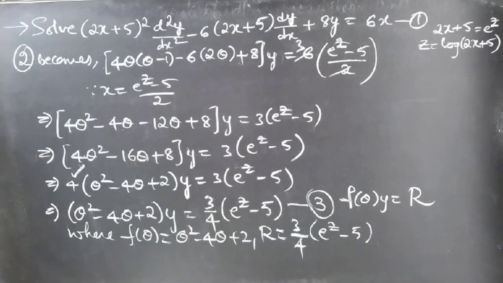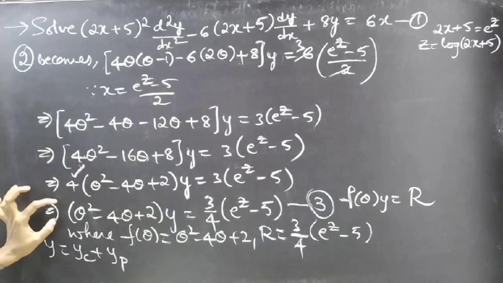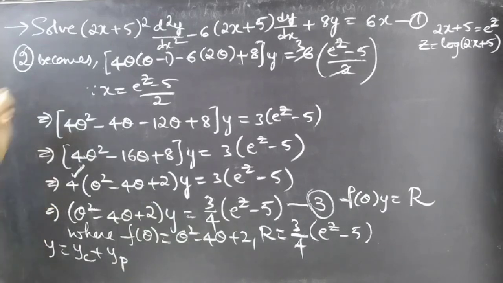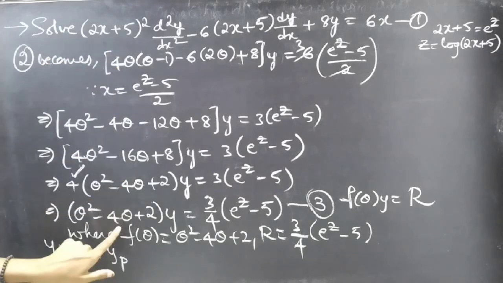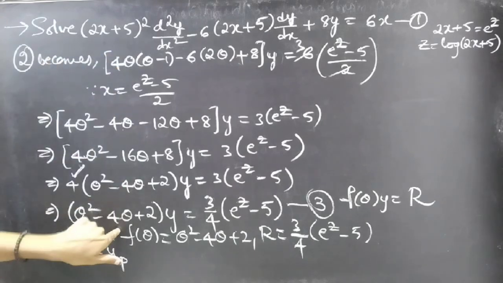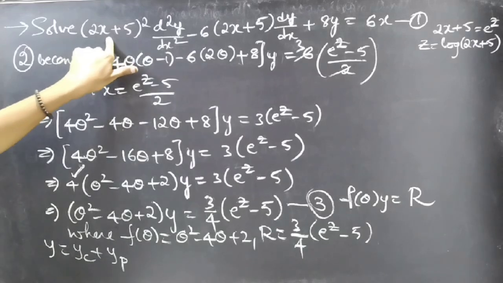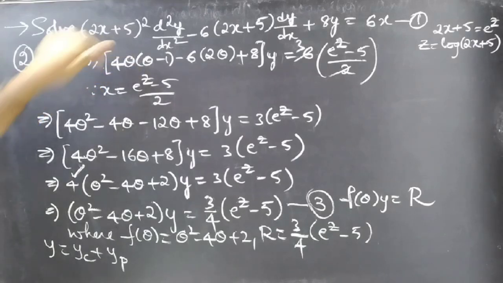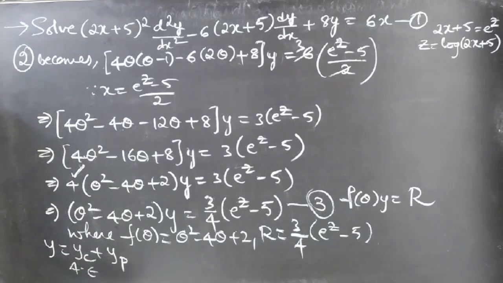Now we'll find the general solution to this equation using y equal to yc plus yp, where yc is a complementary function, yp is a particular integral, and using the general solution of equation 3 we'll find the general solution of equation 1. The general solution of equation 3 is the result in terms of z, and the general solution of equation 1 results in terms of x. Okay, let's see that. Now we can find yc using the auxiliary equation and yp using 1 by f(θ) into r.